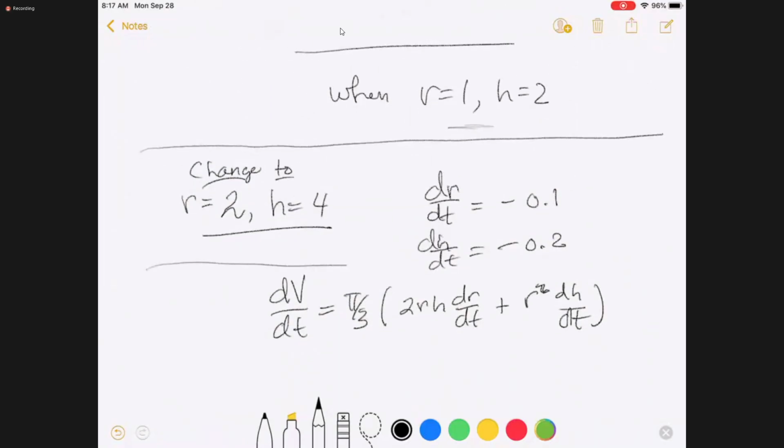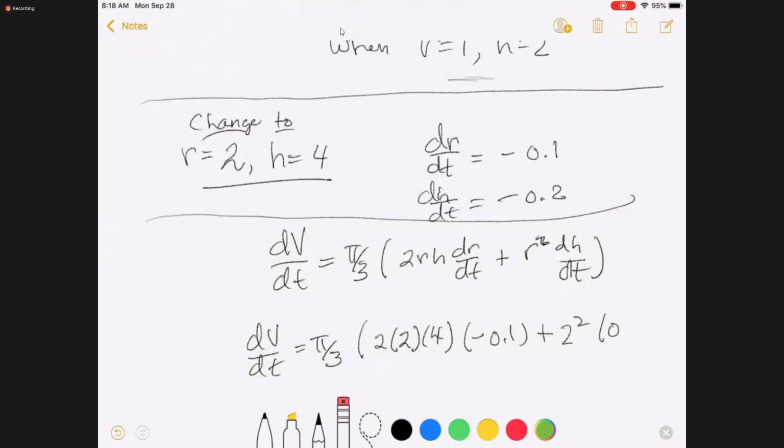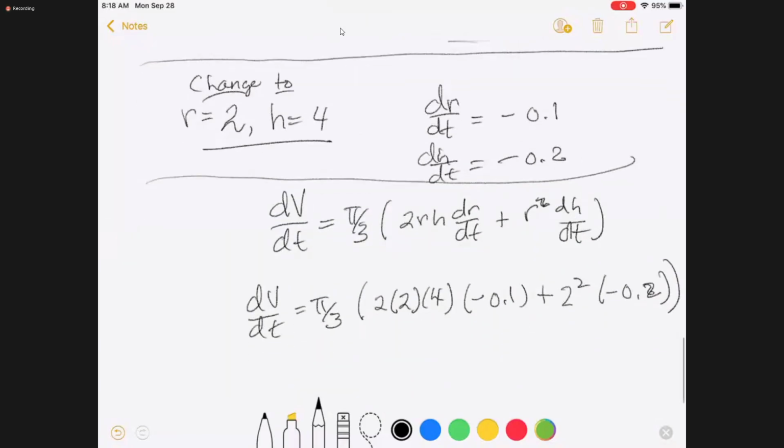Okay, so if we make that change, r is 2, h is 4, dr/dt is minus 0.1, r squared is 4. Well, I'll just leave it as r squared for the moment so you can see where it comes from: 2 squared, and then dh/dt is minus 0.2.